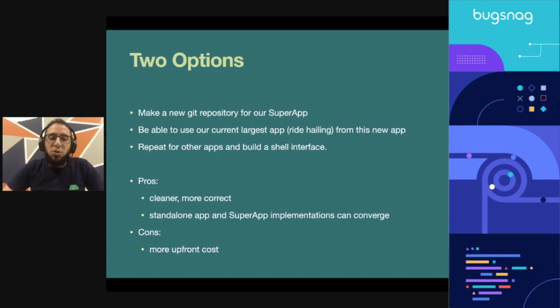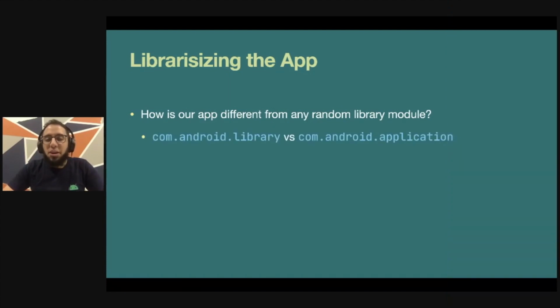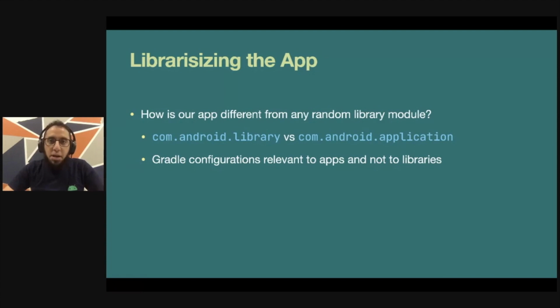So in order to do this, how would we be able to use our largest app from this new app? Essentially what we're talking about is we want to librarize, which is not really a word, the app module of our ride-hailing app. Even stepping back a bit, how is our app module any different from any random library module? Essentially it boils down to two things, right? First, the plugin, com.android.library versus com.android.application, and Gradle configurations that are relevant to building an actual app as opposed to building a library.